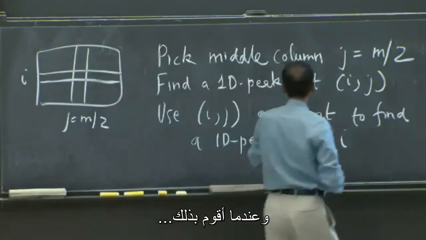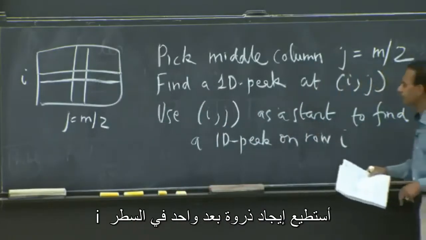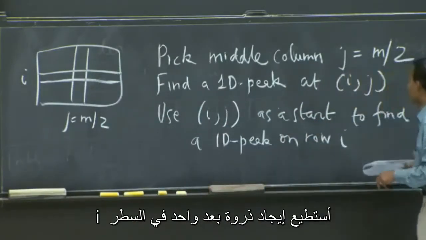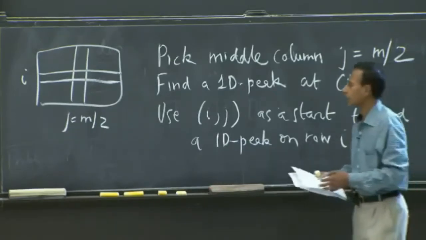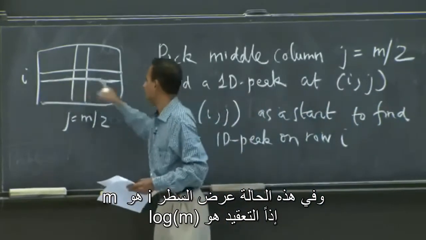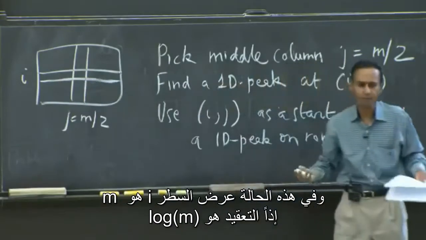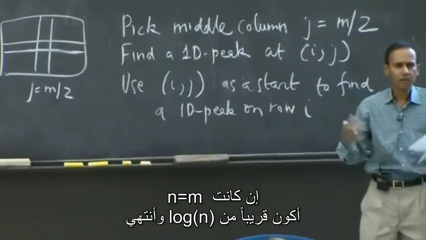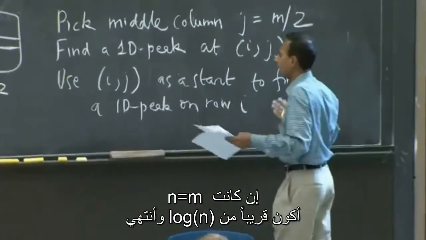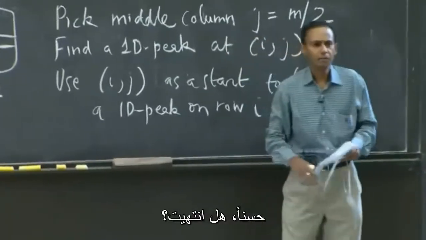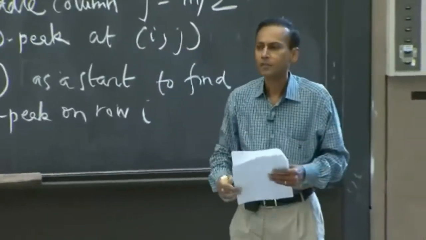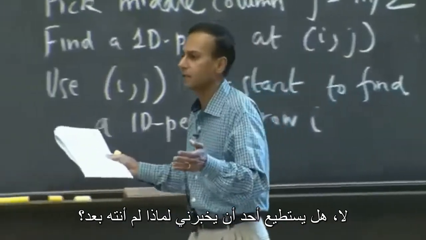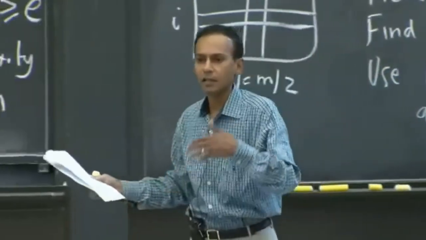And then once I do that, I can find a 1D peak on row i. In this case, the row i would be m wide, so it'd be log m complexity. If n equals m, then I have a couple of steps of log n, and I'm done, right? Am I done? No. Can someone tell me why I'm not done precisely?